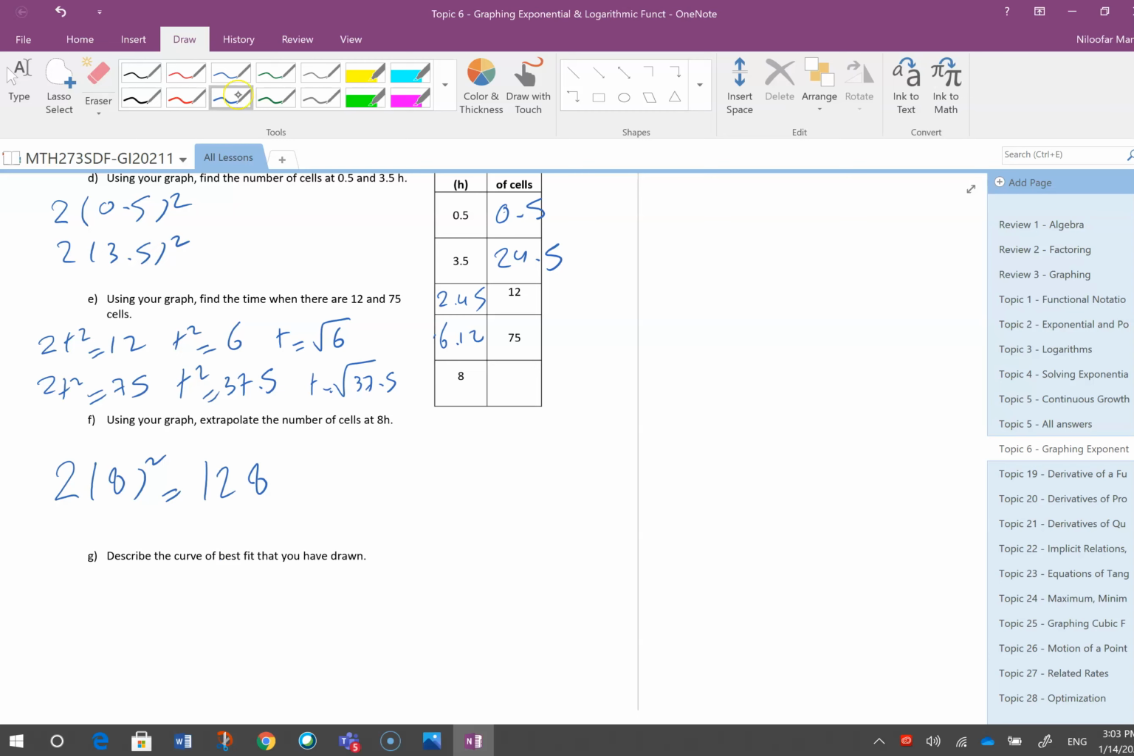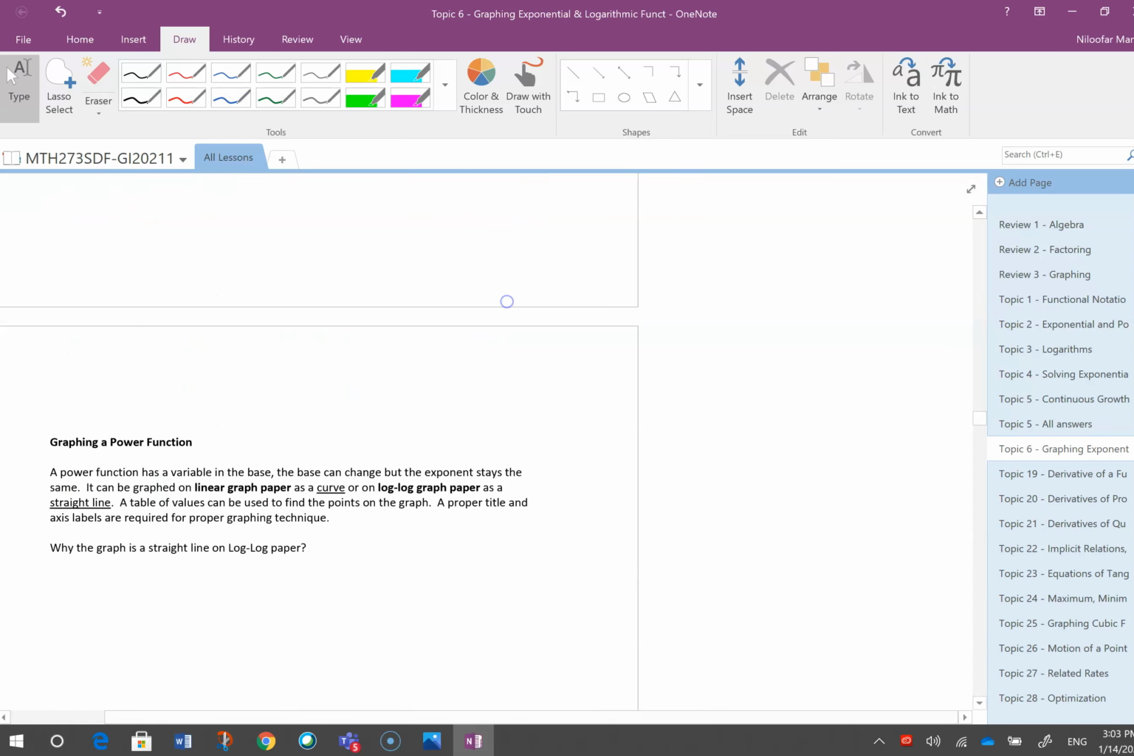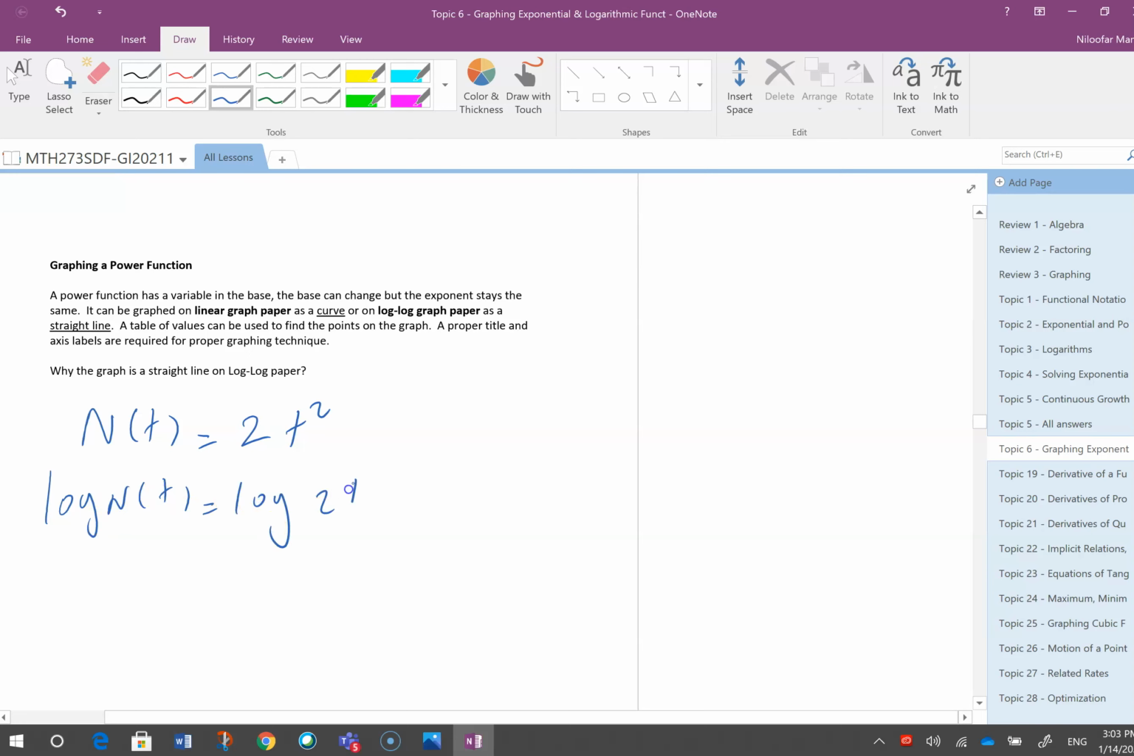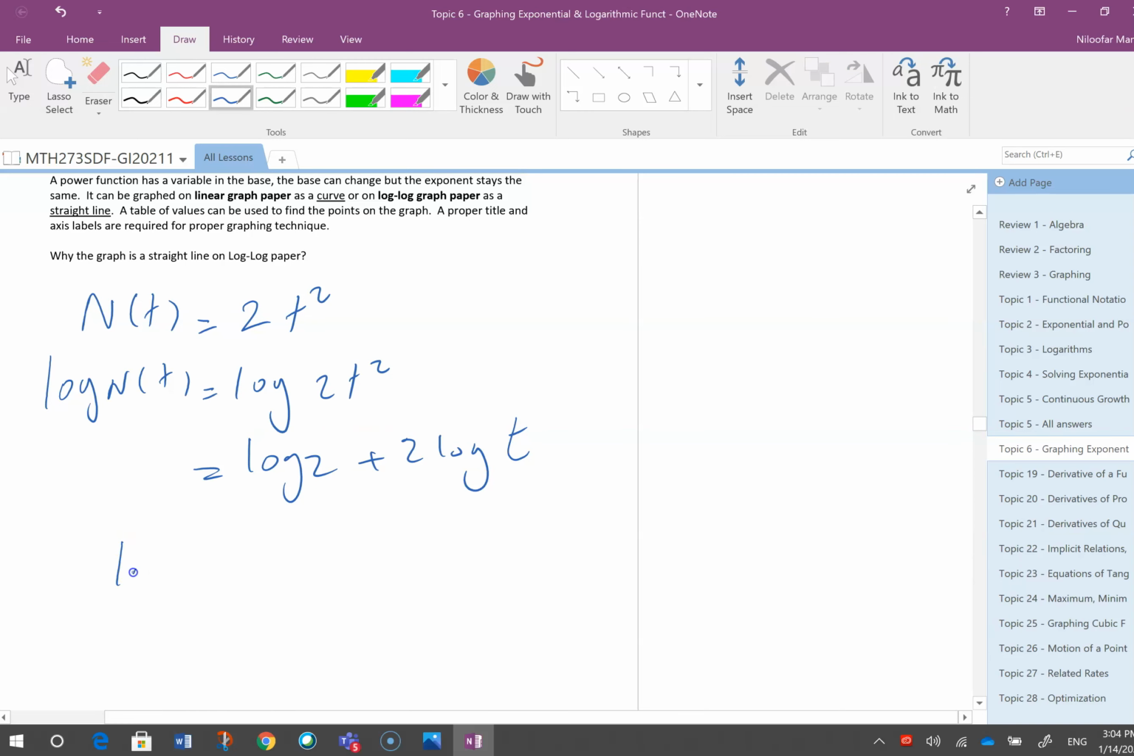Okay, so what should I do here? I'm going to show you. Let's work with this example. This is n(t) equals 2t squared. What is the log of both sides? Log n(t) is log of 2t squared, which is log 2 plus 2 log t. So I have log n equals log 2 plus 2 log t.